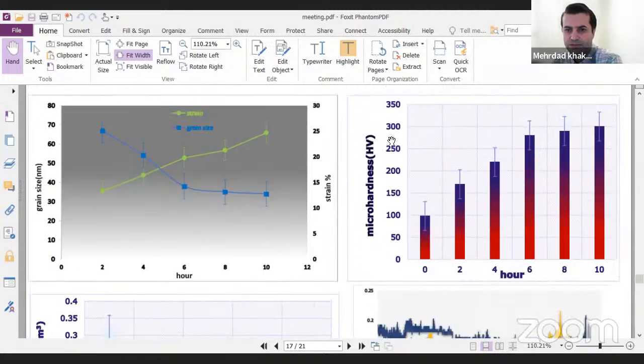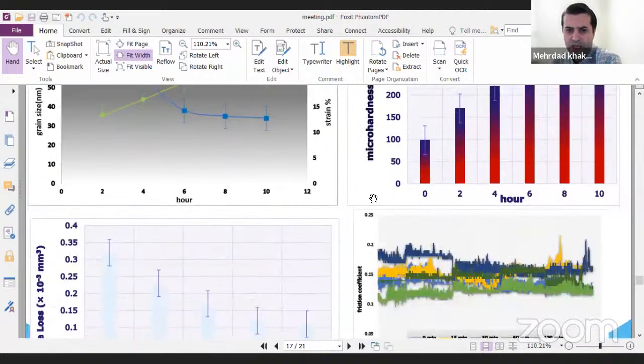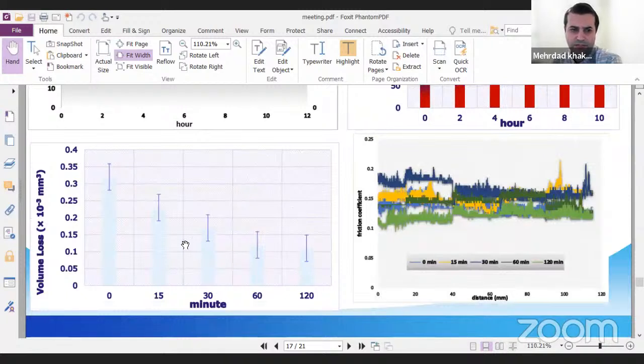And also we saw that by increasing the milling time on the samples, the micro hardness increased from 100 to 300. Also, we evaluated the wear resistance, and we found that by increasing the milling time and making a surface nanostructure, the volume loss by wear decreased from 0.35 to 0.1. That shows that wear resistance increased very well.